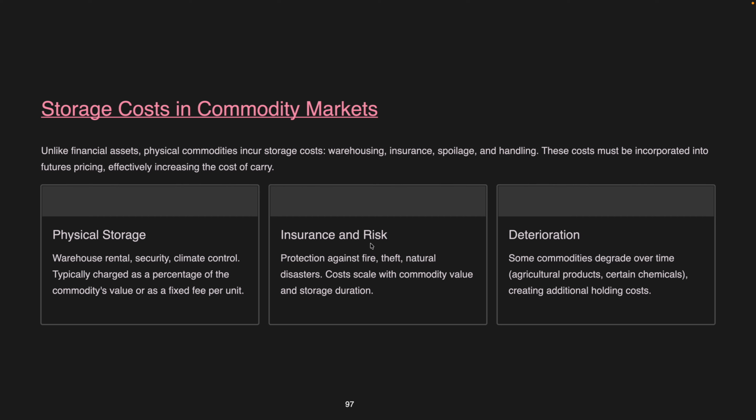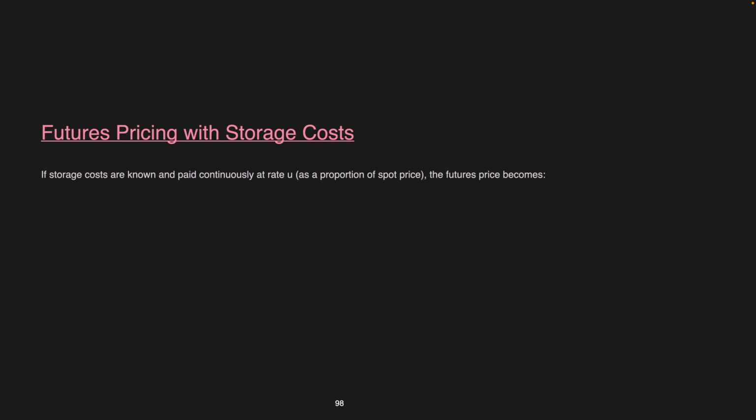Similarly, insurance and risk, that is insurance against fire, theft, natural disasters. We have to take the insurance into consideration also. And some agricultural products deteriorate, so we have to consider deterioration also as a cost. So how do we achieve futures pricing with storage cost? We know the futures price will be equal to the spot price into e to the power of (r plus u) into T, where u is the cost of storage as a proportion, as a percentage, of the spot price.